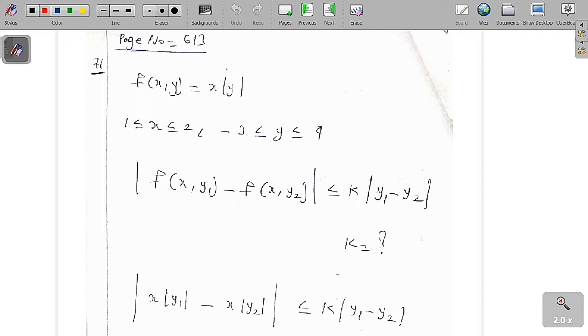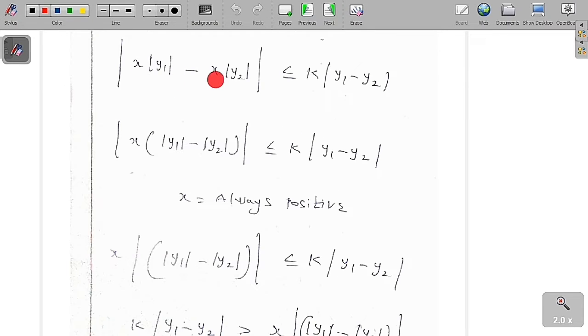So you are going to get the equation in this format: mod of f of x comma y1 minus f of x comma y2 mod less than or equal to k into mod of y1 minus y2. After substituting, we get mod of x into mod of y1 minus x into mod of y2, overall mod, less than or equal to k into mod of y1 minus y2. In these two terms x is common, so I can take x as a common factor: mod of x into mod of y1 minus mod of y2 less than or equal to k into mod of y1 minus y2.